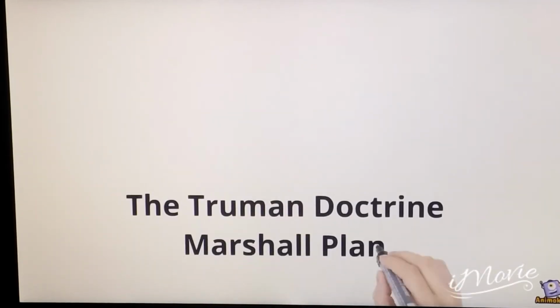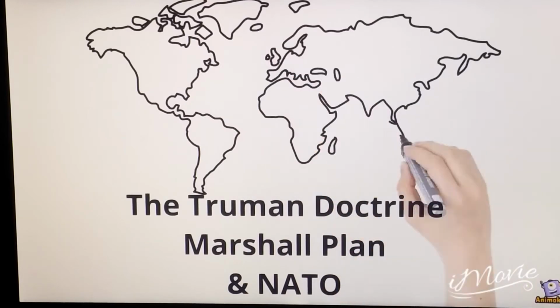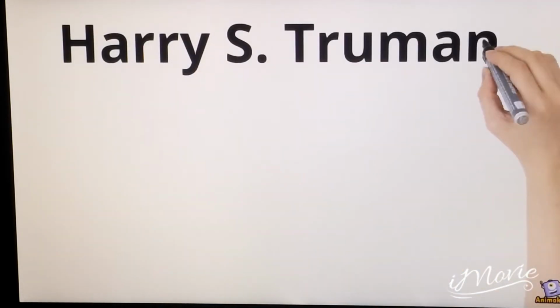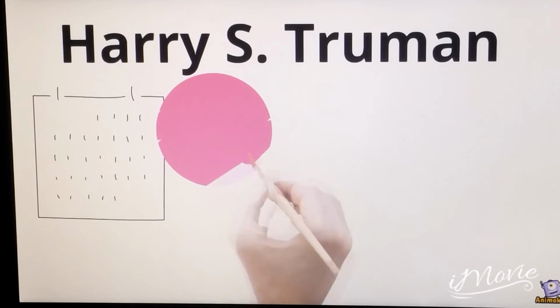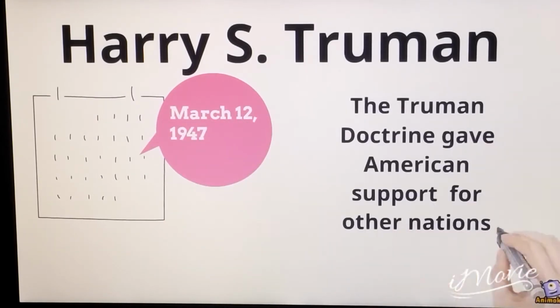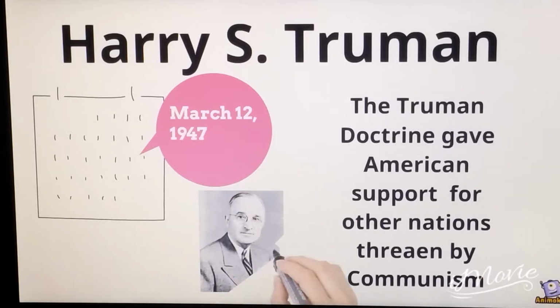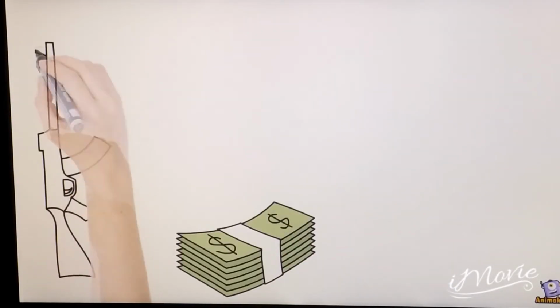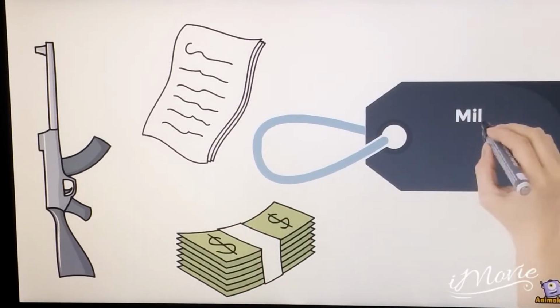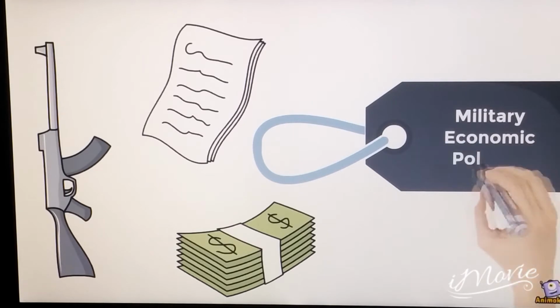The Truman Doctrine, Marshall Plan, and NATO. The Truman Doctrine was issued by President Harry S. Truman on March 12, 1947. The Truman Doctrine gave American support to other nations threatened by communism. It stated that the United States would provide political, military, and economic assistance to all democratic nations trying to remain free from communism.